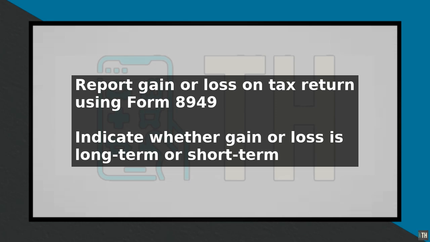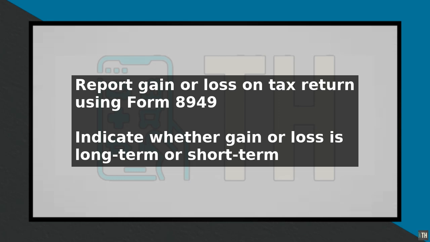On Form 8949, you will list the description of the property, the date you inherited it, the date you sold it, your basis, and the sale price. You will also indicate whether the gain or loss is long-term or short-term, depending on how long you held the property. Inherited property is considered long-term, regardless of how long you held it, as long as the deceased person held it for more than 1 year.